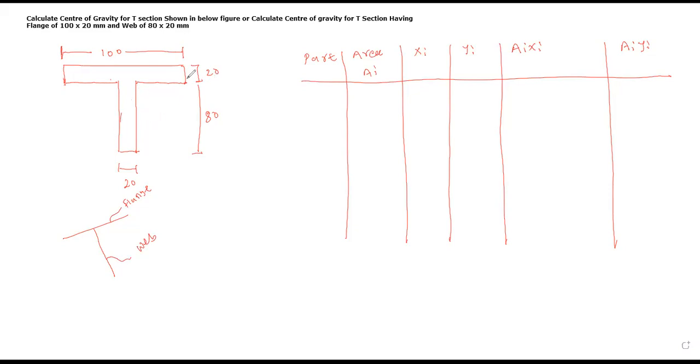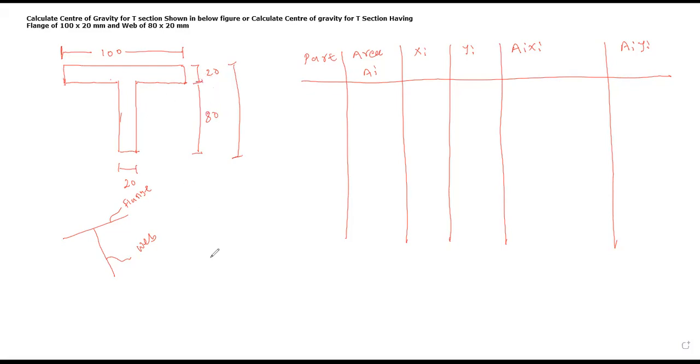And sometimes in data, if a figure is given, in that case the total depth of the section is given like this. The whole is given as 100 and the thickness is given as 20, so you have to calculate 80 mm, that is the part of the web.